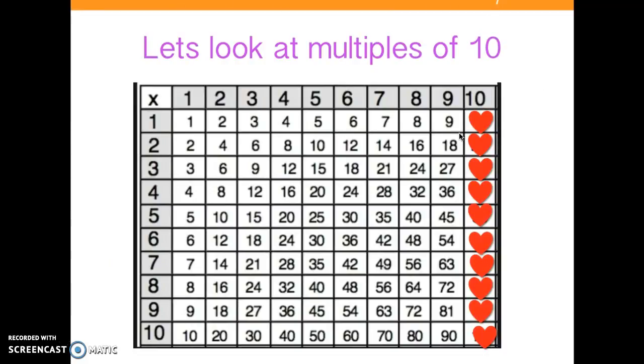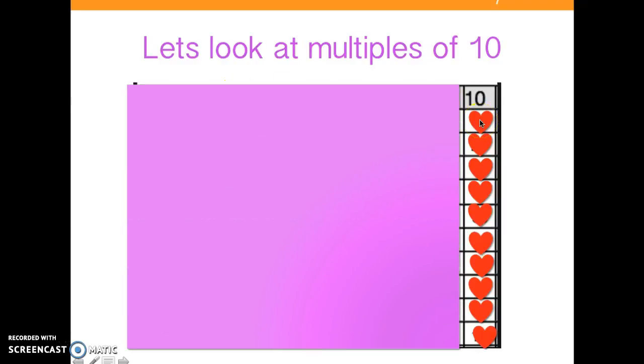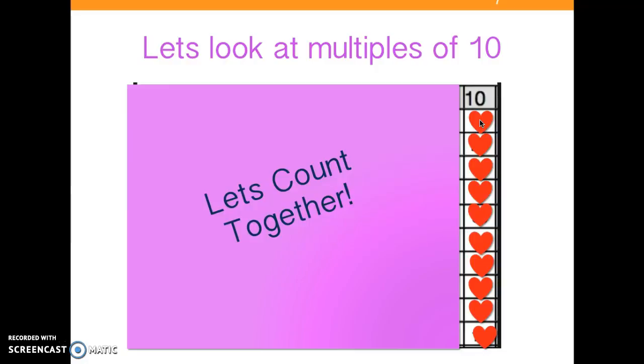All right, so now we're going to be looking at multiples of 10. So this whole chart here is kind of a cool way for you all to see multiples of each number, but today we're going to be really focusing on 10. So I'm going to cover that side up so we don't get confused, and we're going to count together.